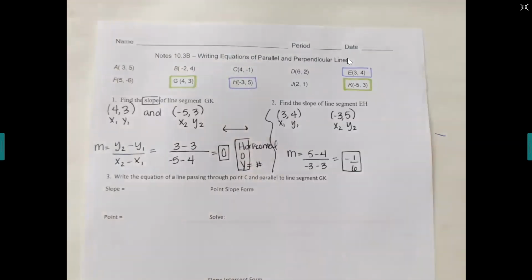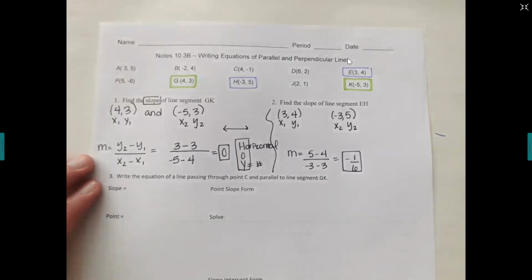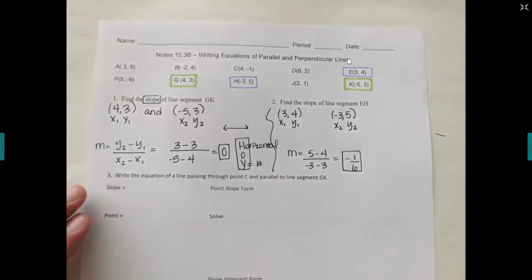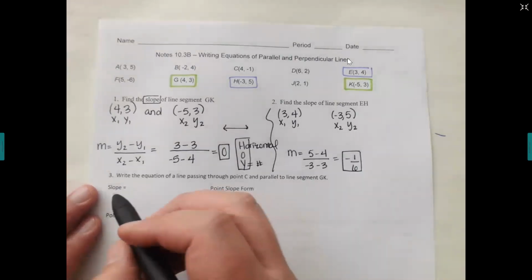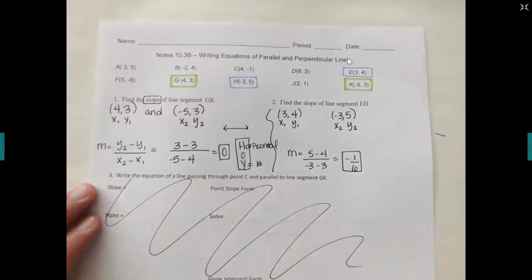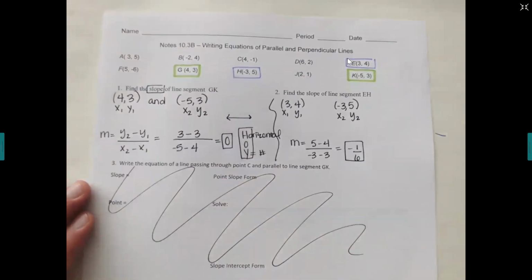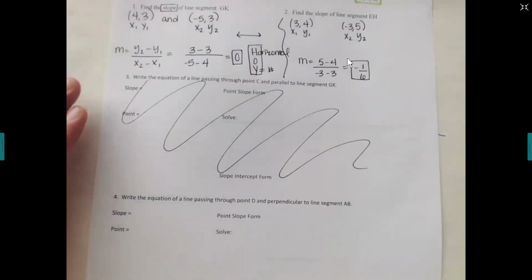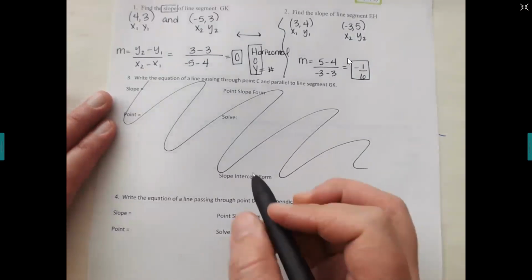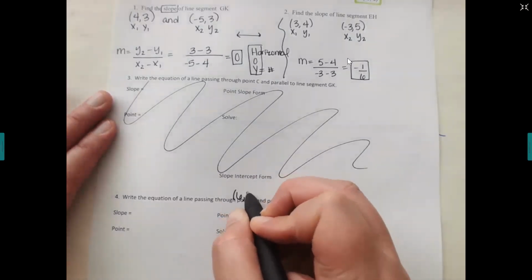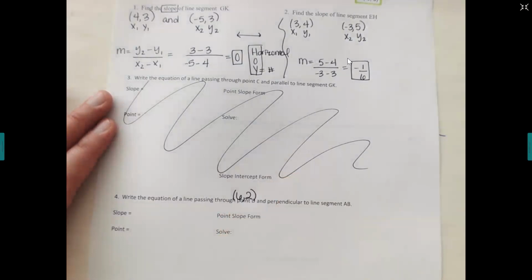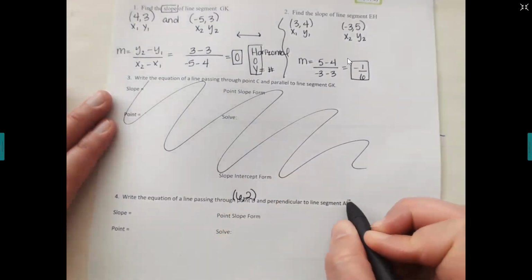All right. So let's take a look now at one of these problem sets where you're working through several different questions with multiple parts. So let's say that we're doing number 3, or actually let's skip 3, let's do number 4. We're going to skip this one, just to make your notes a little bit shorter. So number 4 says, write the equation passing through point D. So point D is (6, 2). And perpendicular to line segment AB.